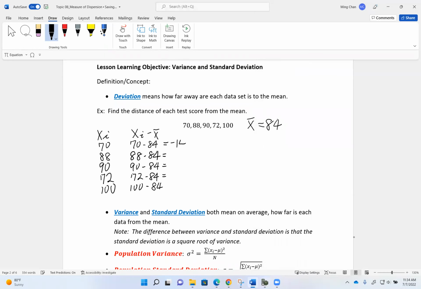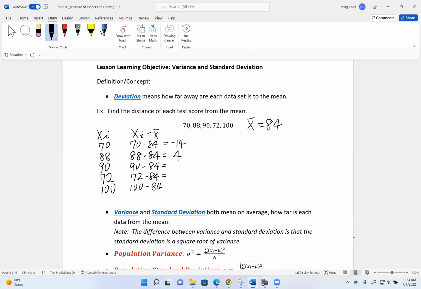The negative here means your data value lies below the mean. The negative sign here means your data value is actually to the left. It lies to the left of your mean on the number line. Okay, 88 minus 84 is positive 4. So that means 88 is 4 places to the right of your mean.